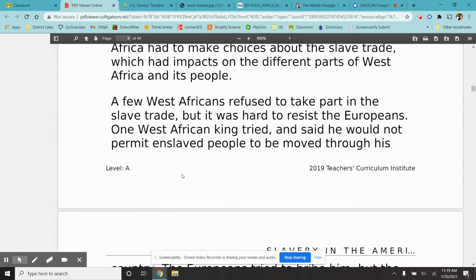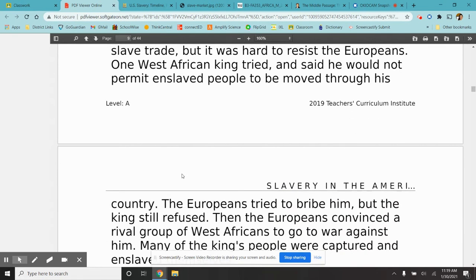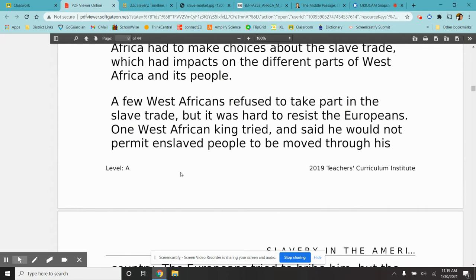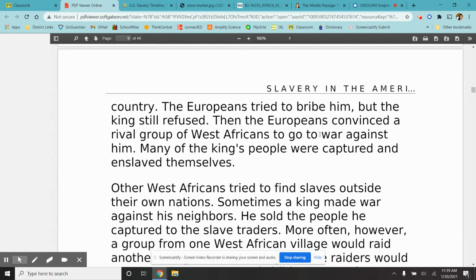A few West Africans refused to take part in the slave trade, but it was hard to resist the Europeans. One West African king tried and said he would not permit enslaved people to be moved through his country. The Europeans tried to bribe him, but the king still refused. Then the Europeans convinced a rival group of West Africans to go to war against him. Many of the king's people were captured and enslaved themselves. So, what's one way Africans responded to European slave traders? Well, the first is to refuse to take part in it, and while others helped to enable it, right?